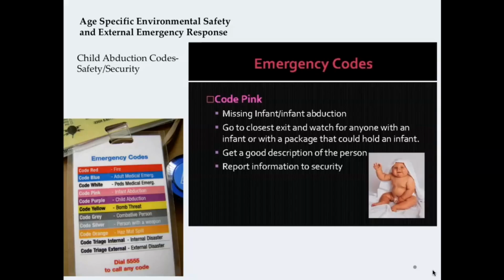So you would want to get a good description of the person, what they were wearing, and report that information to security. We have the different codes on the back of our badge. Most facilities will have the different codes and the number that you would call.